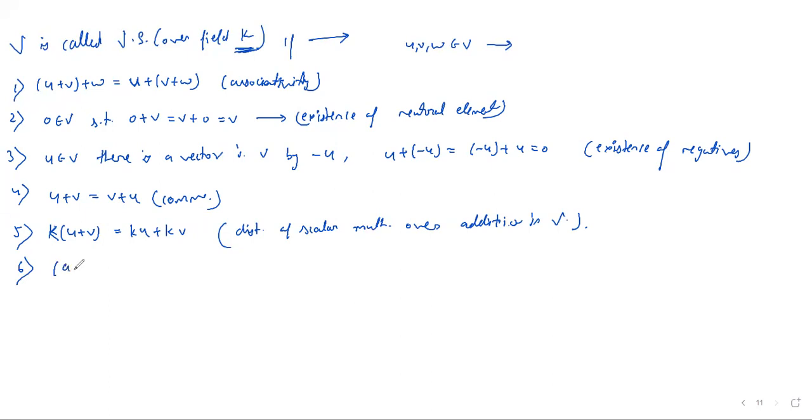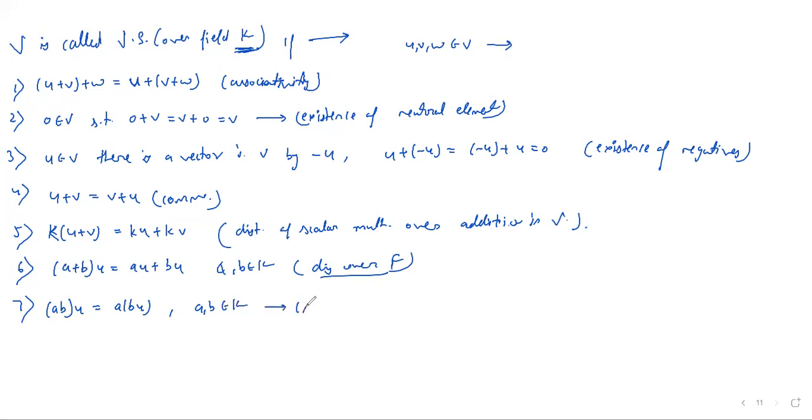And the second one is (a plus b)u, which equals au plus bu, for each a, b belonging to K. This is the distribution of scalar multiplication over the field. And the seventh one is that of associativity, that (ab)u equals a(bu), for a, b belonging to K. This is associativity.